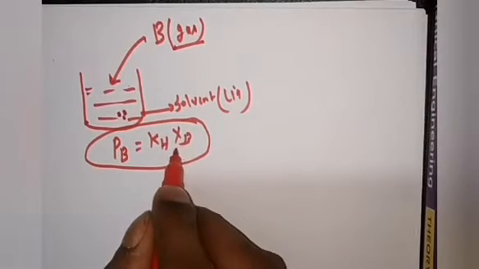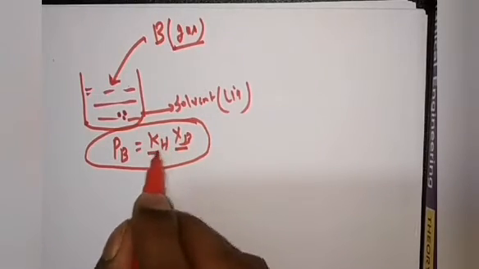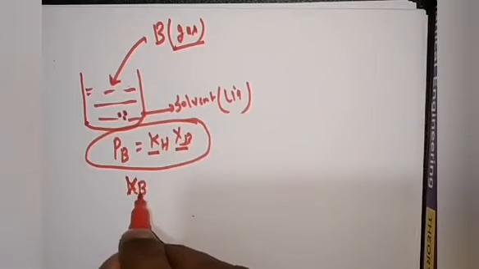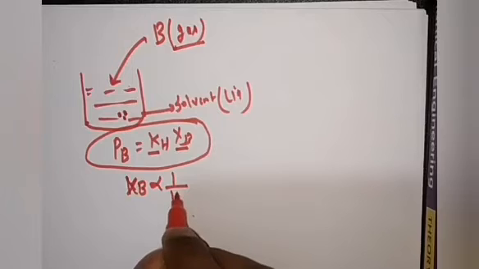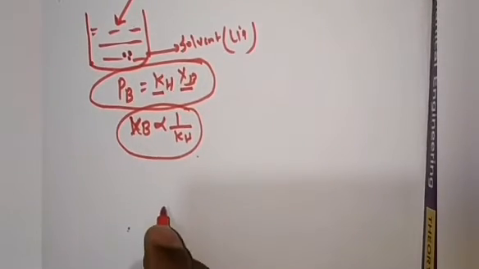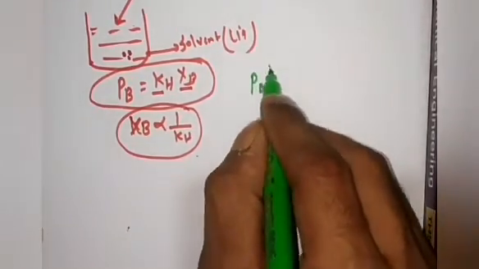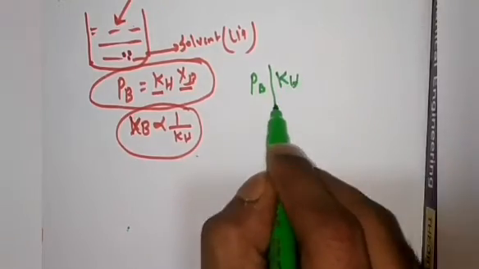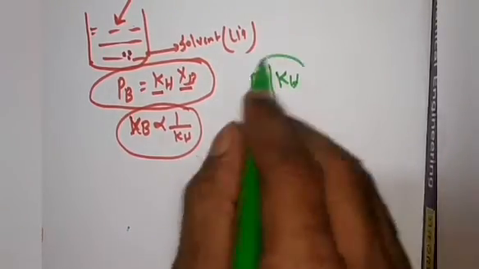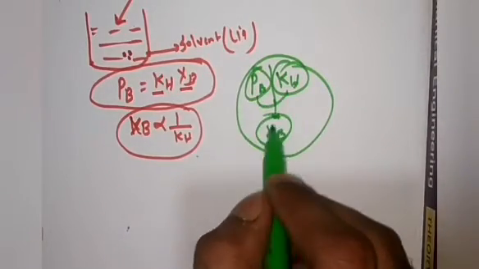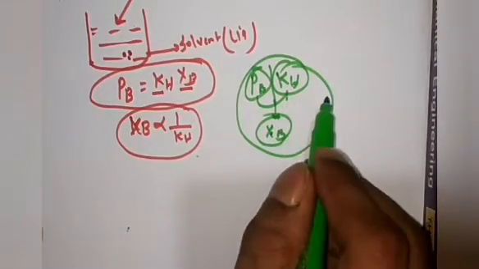X_B. Now understand one thing: here K_H and X_B are inversely proportional for the gas. Now the question is, which types of numericals come here? In numericals, P_B will be given, K_H will be given, and they will ask about X_B. Here there are three different quantities. Out of the three, two will be given and you will be asked about the remaining one.